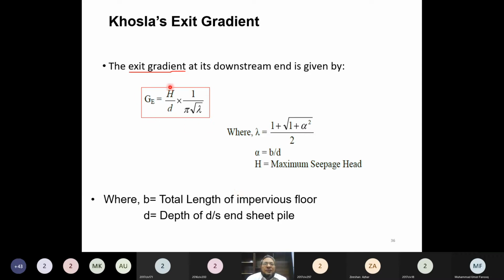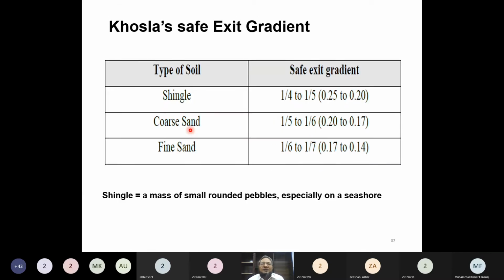I think now you can easily compute the exit gradient. Once you have computed it, you should compare it with the allowable or permissible exit gradient. The exit gradient should be less than the allowable exit gradient. These are the safe exit gradients given by Khosla for several soils available under a hydraulic structure in a river or a stream. For example, if it is shingle, the safe exit gradient may vary from 1/4 to 1/5, meaning 0.25 to 0.2. If it is coarse sand, it is 0.17 to 0.2, and if it is fine sand, 0.14 to 0.17.